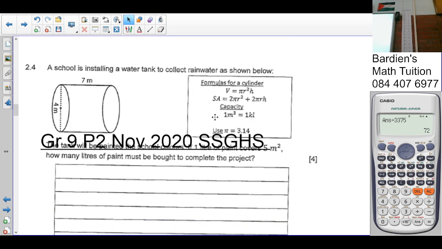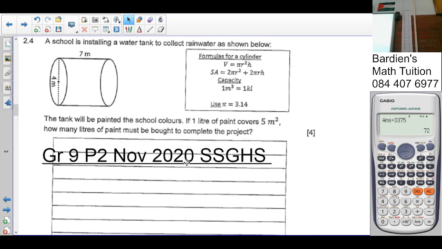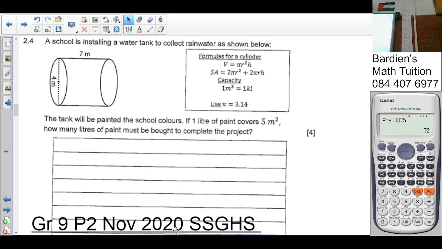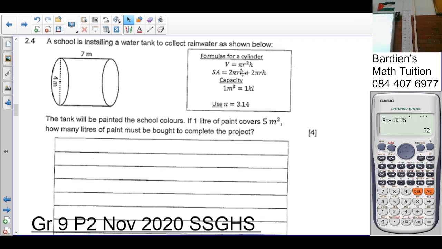People, the next one. The school is installing a water tank to collect rainwater, as shown below. Formula for the volume of a cylinder is pi r squared h. Surface area is going to be 2 pi r squared plus 2 pi r h. Capacity is 1 meter cube is equal to 1 kiloliter. Use pi to be 3.14. Okay, I see here they're using that ratio.